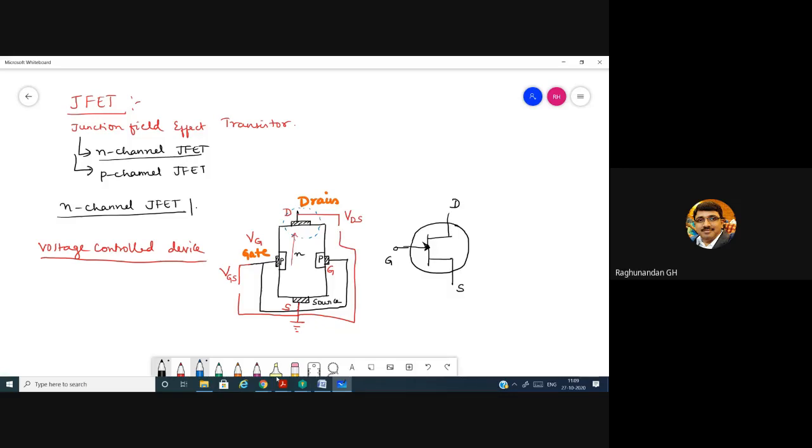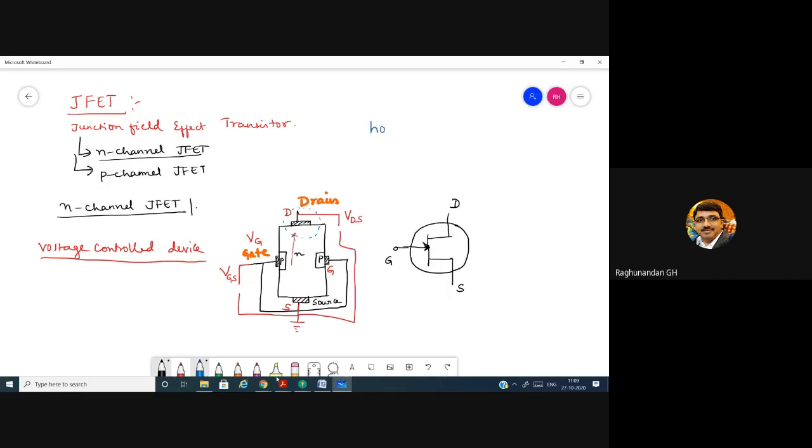Here it is an N-type material. What type of charges will you have? In N-type material, what kind of charges will you have? Electrons, sir. Yes, electrons. That means negative charge.